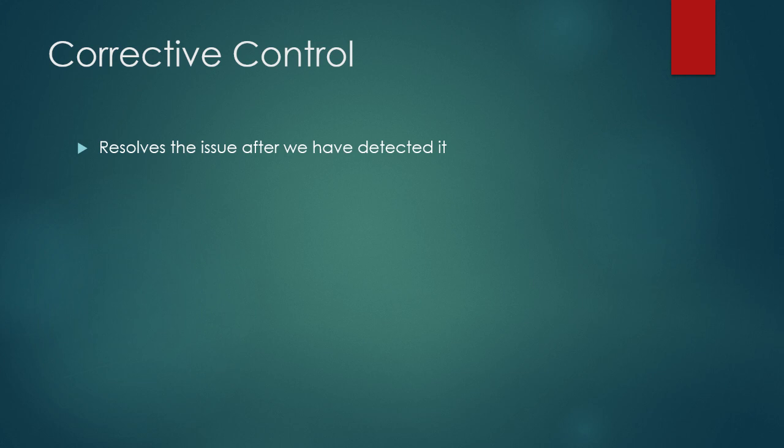The other type of control is called a corrective control. So a corrective control resolves the problem after we detect it. One of the types of corrective controls, for example, could be a fire suppression. So if we detect a fire, the suppression system puts it out. If we have a door unlocked, the system locks the door automatically. If we've got a virus on our computer, an antivirus program removes the virus or reboots the computer.